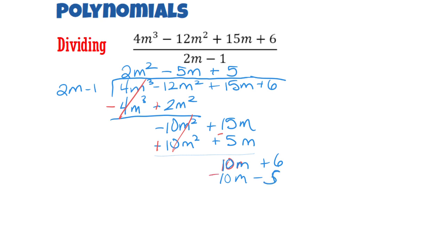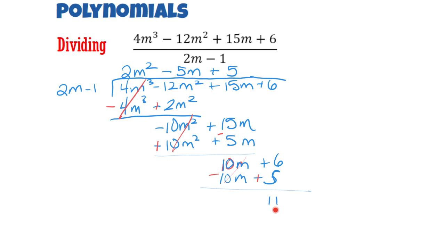Change the signs. The 10m's cancel. And I get an 11. Okay, so once your value here has a lower power on the variable than what's here, that means you're done. And in a perfect world, not only would the 10m's have canceled, but the 6 would have canceled, and this would have come out perfectly. That means that it divides nicely, and you would have a remainder of 0, but I don't. I have a remainder of 11.